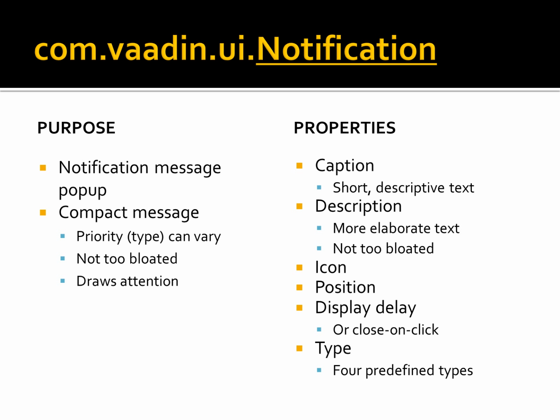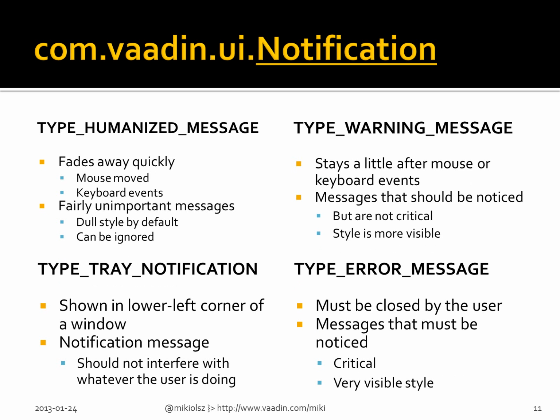And there are 4 predefined types, which are as follows. So we have the humanized message, which fades away quickly as soon as there is any action on the client side. It should be used for something unimportant because of 2 things. It can be easily ignored. I mean, it just shows up, and if you have been moving a mouse, then you are likely not noticing that message anyway. And the style is very dull by default, so it has a hardly noticeable background and colors.